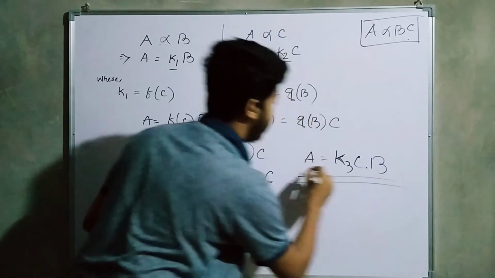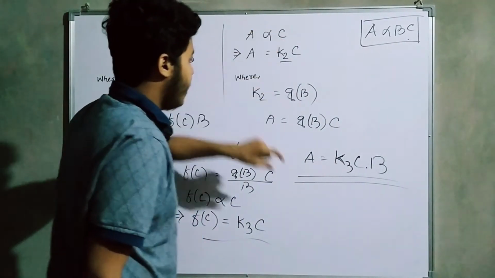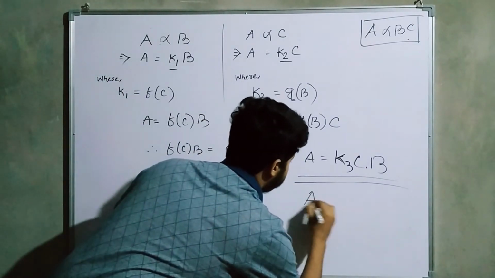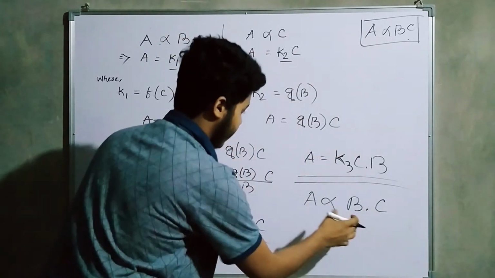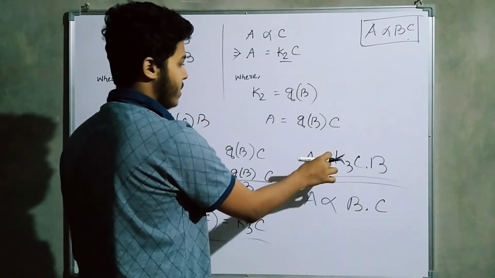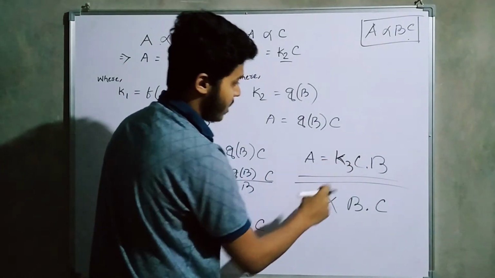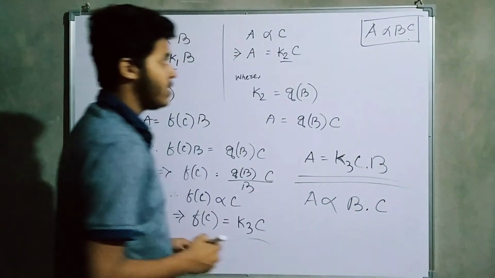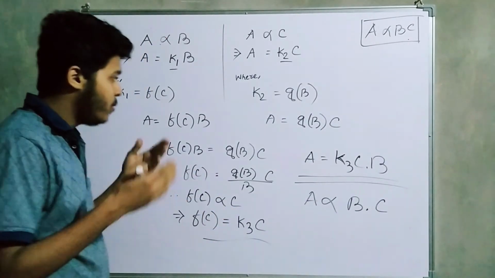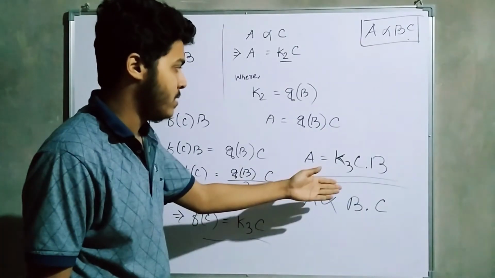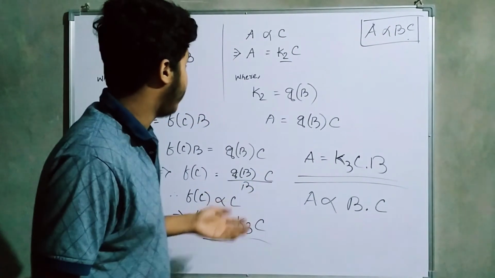So A equals what? If A is proportional to B and A is proportional to C, I can say A is proportional to B times C. Then we can omit the proportionality and put an equal sign, and then I have to introduce a constant of proportionality, and that's what we get. So we mathematically prove to ourselves it has to be B times C. There is no other option for us. There is no other combination which is justifiable.